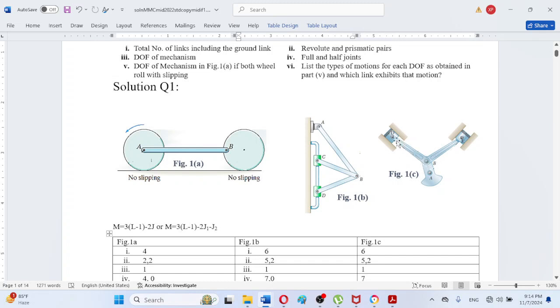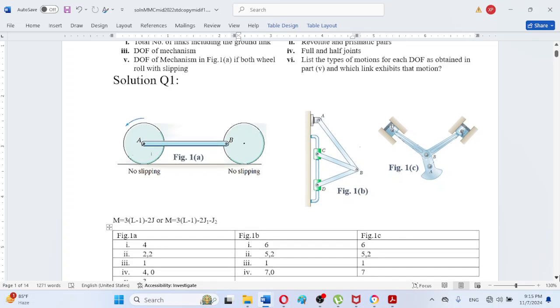So up to here there have become four revolute joints, and the fifth one is between this crank and the ground. So there are a total of five revolute pairs. And as far as the prismatic pairs are concerned, between each piston and the ground there is prismatic motion: one prismatic motion between the cylinder at D and the ground, and one prismatic motion between the cylinder at E and the ground. So there are two prismatic motions.